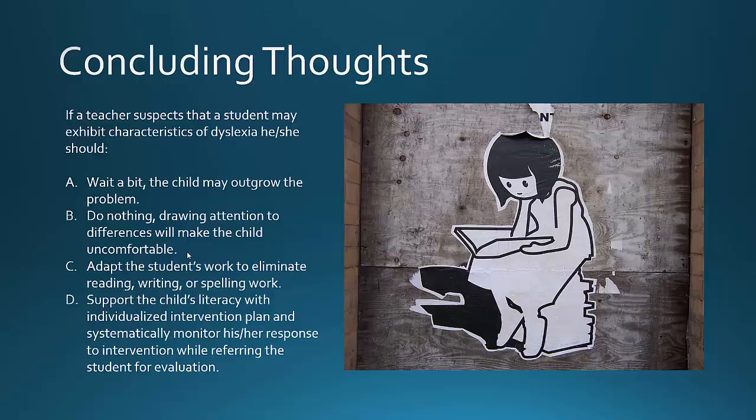protract the problem. C. Adapt the student's work to eliminate reading, writing, or spelling work. If we eliminate all the reading, writing, or spelling work from our curriculum, how is that student ever going to learn to read, write, or spell? So I think we're left with D.